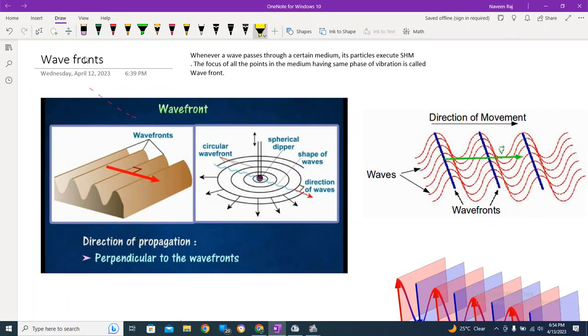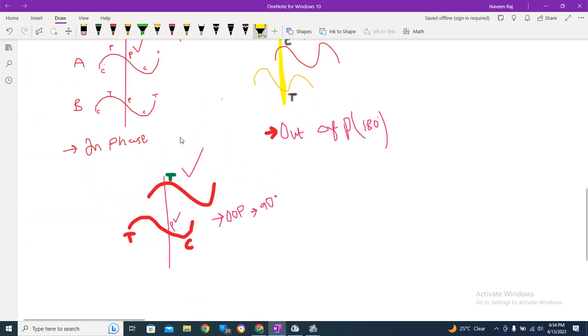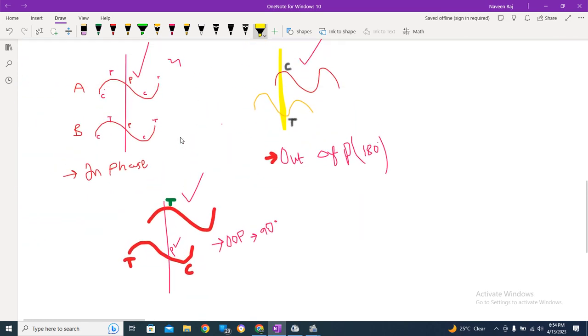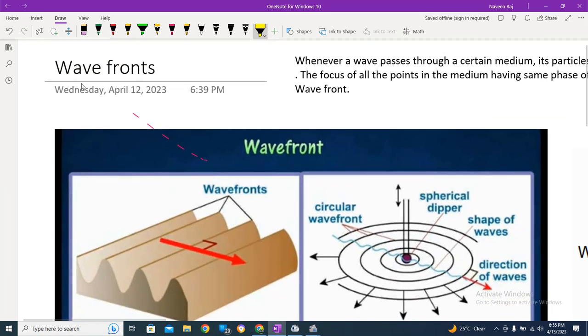In the last video we discussed the propagation of waves: in phase, out of phase, out of phase 180 degrees, and out of phase 90 degrees. If you don't know about all these terms, check out my last video. These are very important, as I told you before, to understand the concept of wavefronts, which is today's concept. So without wasting time, let's get started.